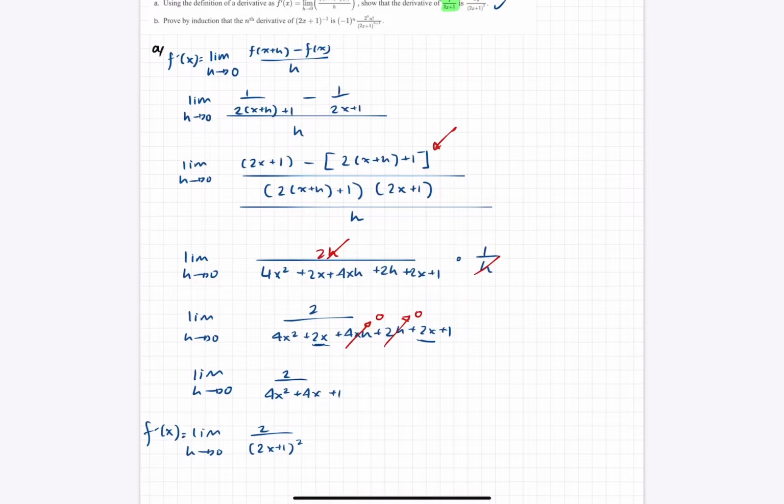With any proof by induction, you have 3 steps. Our first step is to prove that it holds for n equal to 1. So if we calculate this, we have d by dx, I'm not going to write the 1 because it's implied that n is equal to 1, of (2x plus 1) to the negative 1 is equal to, just plug in the 1, so negative 1 to the 1 is just negative, 2 to the n is just 2, 1 factorial is just 1.